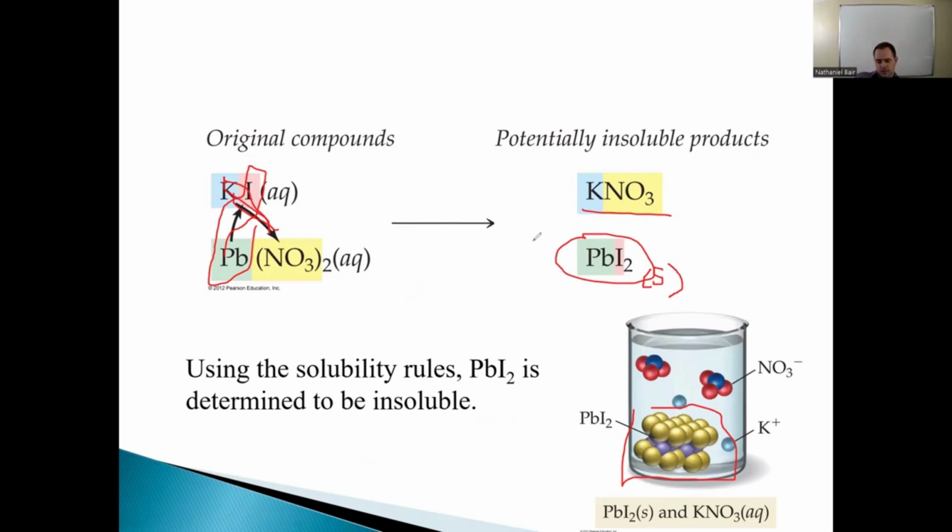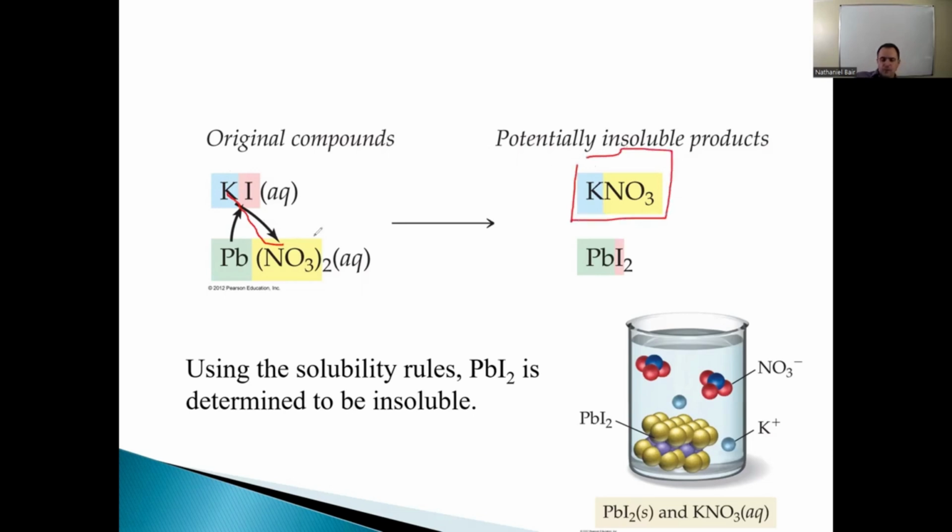So hopefully you got the gist of how this is going to work. We take our two compounds, we take the cation from the first, pair it up with the anion from the second, write that first potential product. Then we take the cation from the second, pair it up with the anion from the first, write that potential product. And then we check the solubility of each of these products. The potassium nitrate, nah, that one's aqueous. The lead(II) iodide, yeah, that one's insoluble. Rule 3, we would have a precipitate form.